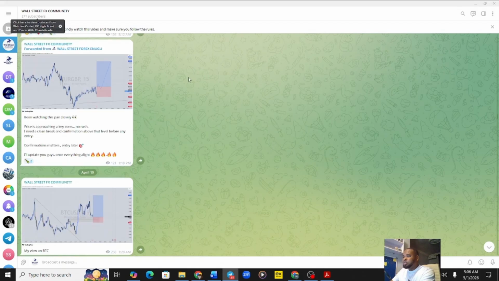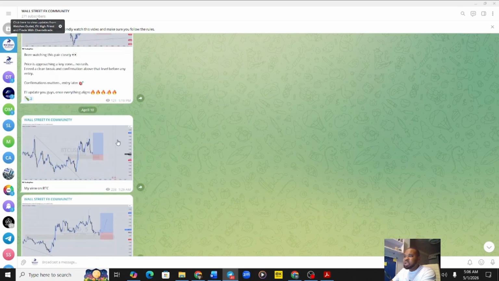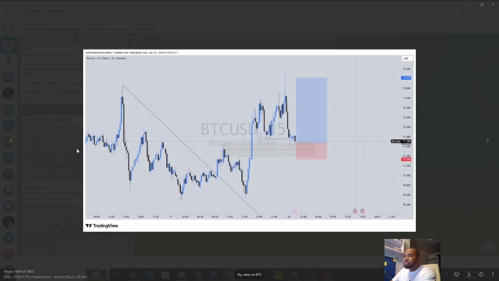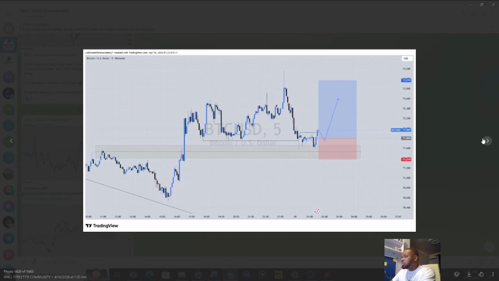Now I gave out another setup on the 10th of April. This happens to be BTC. Look at the setup here, expecting to go in for a buy from here. The second screenshot shows how I always do it. I mark out this zone and need to see an impulsive candle breaking it. That's when I can say, okay, we can now buy with stop loss below. So I gave out this BTC.